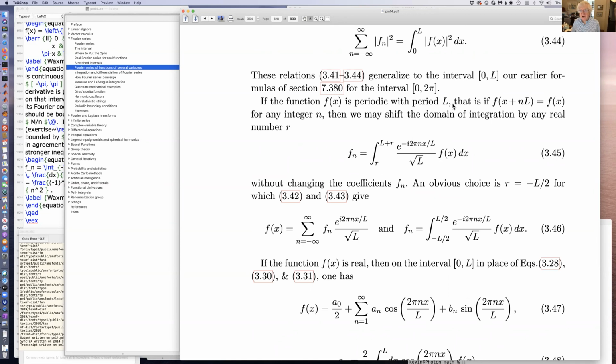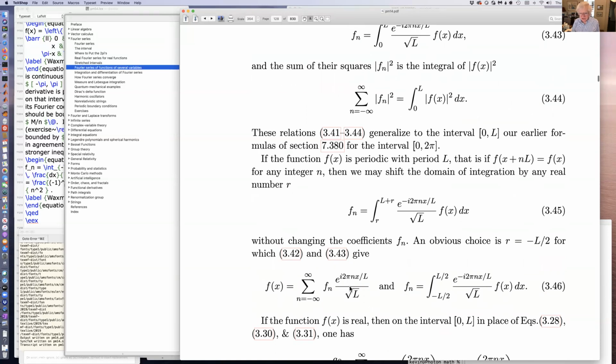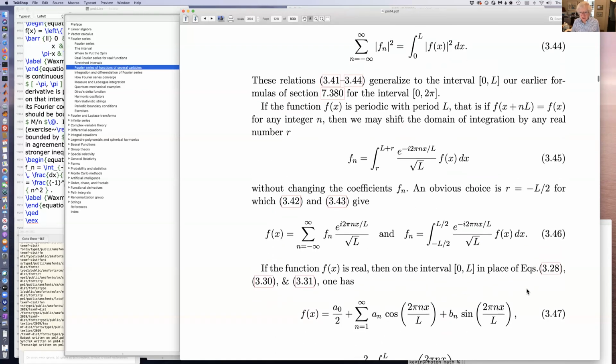If the function is periodic with period L, then f of x plus nL is the same thing as f of x. We can shift the domain of integration by any real number, and so we could change this formula to that formula, no problem at all if it's periodic. An obvious choice is the interval minus L over 2 to L over 2. And so then we have these two formulas for the Fourier series.